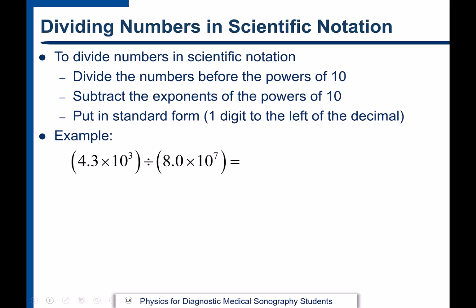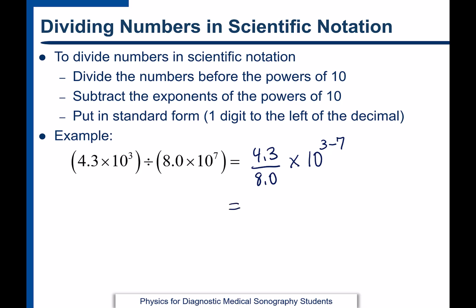When we're dividing numbers in scientific notation, it's very similar to multiplication. We start out by dividing the numbers that are before the powers of 10. So in other words, 4.3 times 10 to the 3rd divided by 8 times 10 to the 7th. I would take 4.3 divided by 8. So that's what would go in front. And then we subtract the exponents. So it'd be times 10 to the third minus 7.